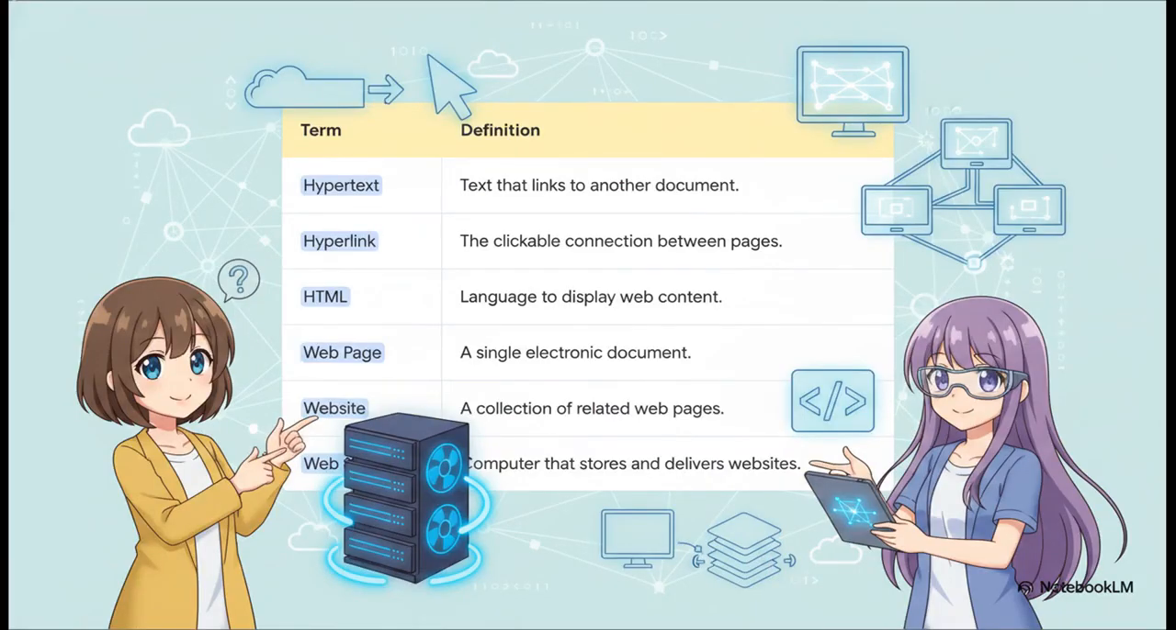To navigate the internet, we need some basic vocabulary. You land on a website, which is just a collection of web pages. Those pages are written in a language called HTML. See that blue clickable text? That's hypertext. And the link itself is a hyperlink. And where does all this stuff live? On a powerful computer called a web server.